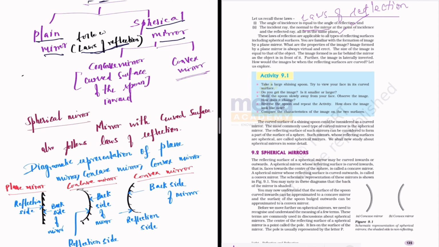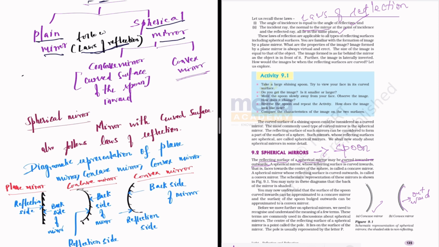Then what is a spherical mirror? A spherical mirror has a curved surface. The reflecting surface of a spherical mirror will be curved either inward or outward. If the surface is curved inward, it is called a concave mirror. If the curved surface is outward, it is called a convex mirror. The inward or outward surface will be the reflecting side as shown in the figure. The other side will be the back side of the mirror, which will be painted. One basic example of a spherical mirror is a spoon.